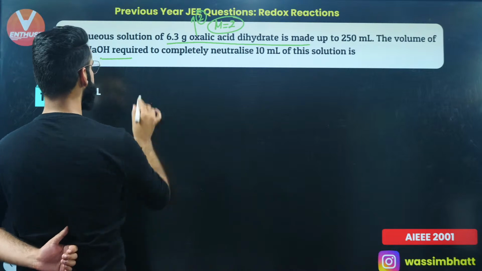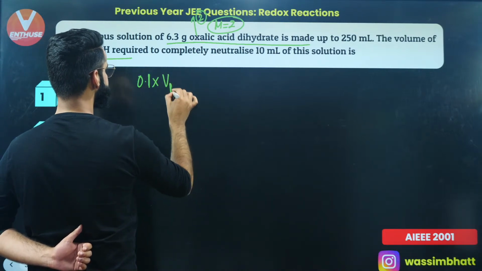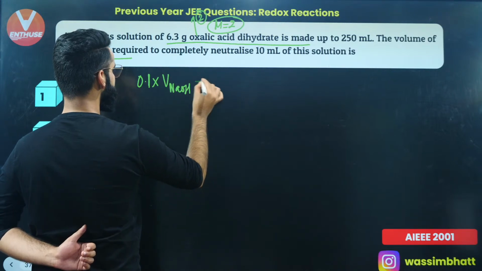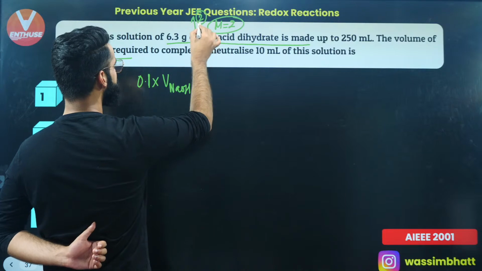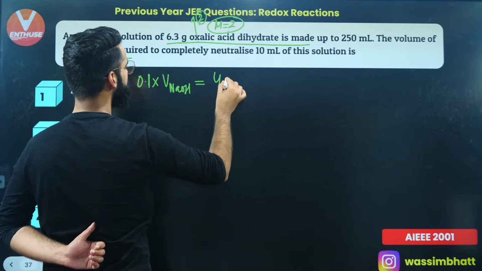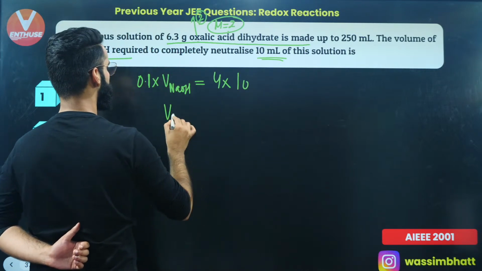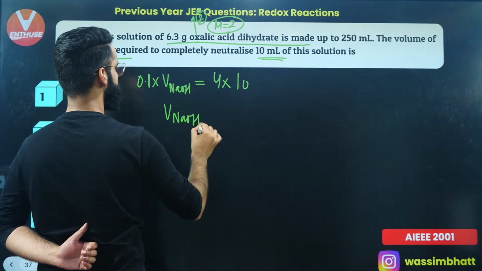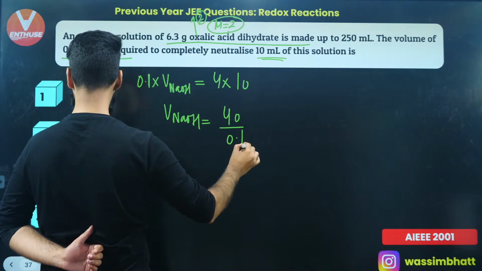Milliequivalents of NaOH solution will be equal to the normality of NaOH multiplied by its volume in milliliters, which is equal to the normality of oxalic acid, which is the molarity of oxalic acid multiplied by 2. So 4 multiplied by the volume of oxalic acid solution I'm using, 10. So the volume of NaOH, I got 4 multiplied by 10 is 40, divided by 0.1, right?